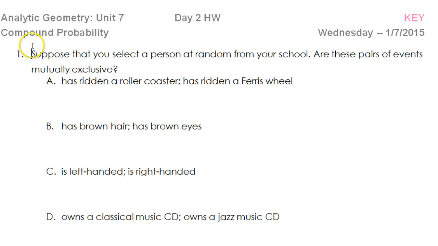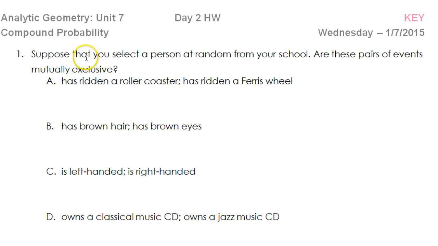Alright, this video is all about compound probability. Compound probability involves two or more events that are happening, and maybe you want to know the probability that both of those events will happen at the same time, or maybe you want to know what's the probability that one event or the other happens, or a variety of other things. But compound probability means you have more than one event that you're looking at.